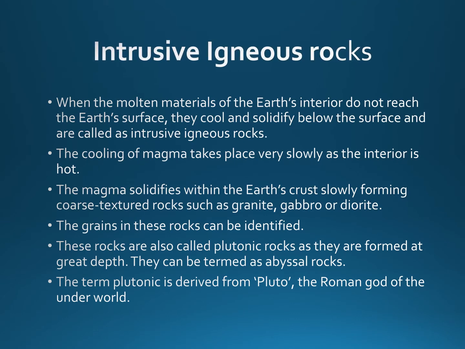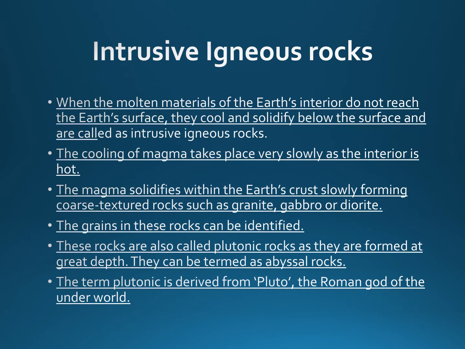Coming to intrusive igneous rocks, I have reduced all the information into points so that it becomes easy for you all to understand and remember easily. Let's learn about this. When molten materials of the Earth's interior do not reach the Earth's surface, they cool and solidify below the surface and are called intrusive igneous rocks.